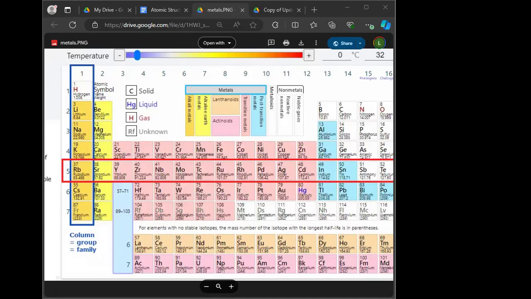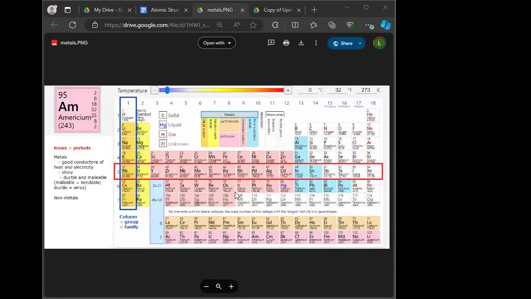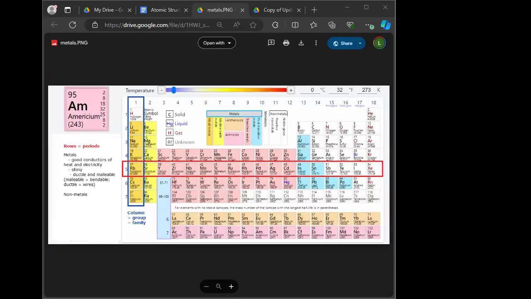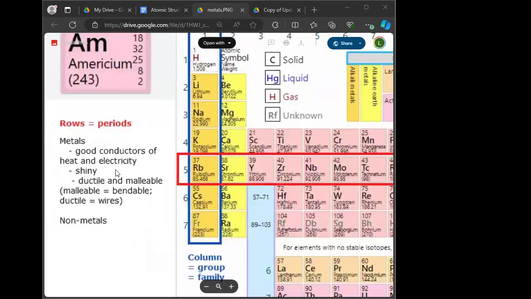So metals are more on the left-hand side of the periodic table. Most of the periodic table is metals. So everything that's colored right now is a metal. So you can see that there's a lot. There's a lot of metals. And then some of the properties of metals.